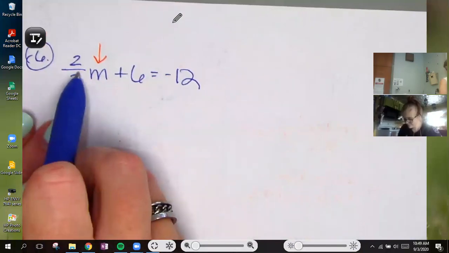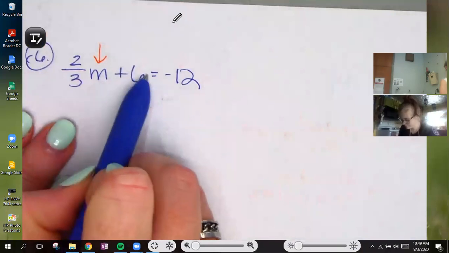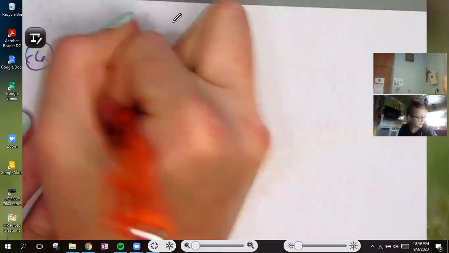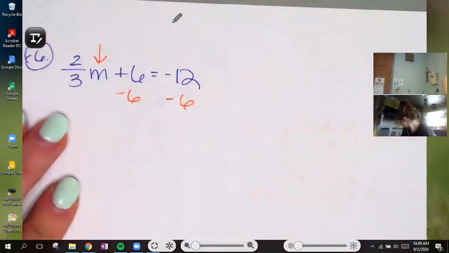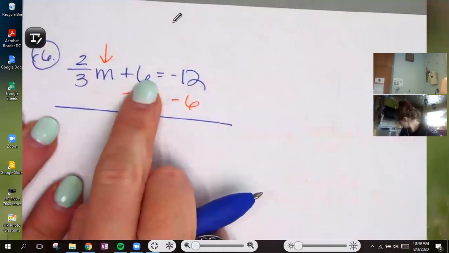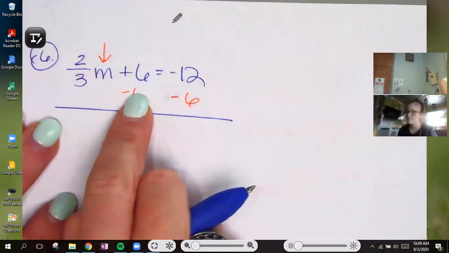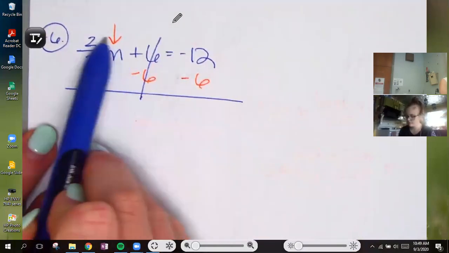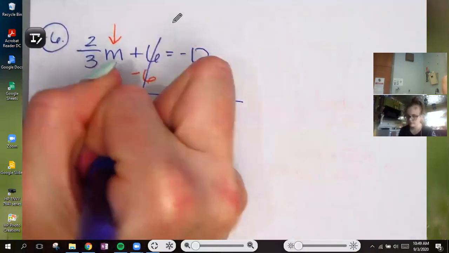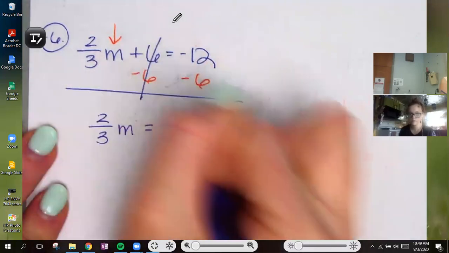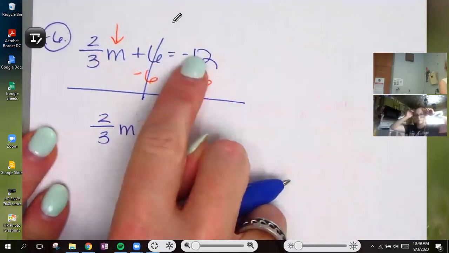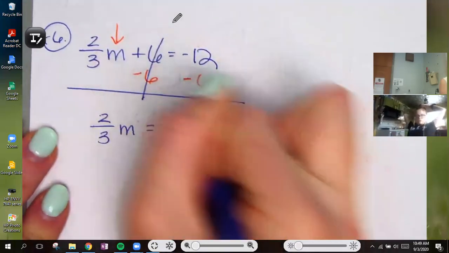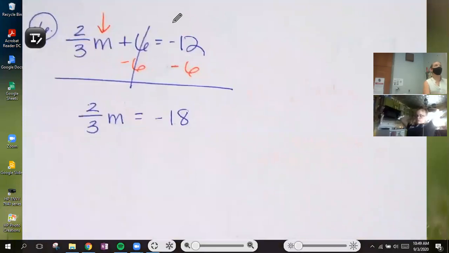Okay, so we start with the term that's farthest away. So I'm going to deal with this plus 6. So how am I going to get rid of plus 6? Minus 6. Subtract 6. All right, positive 6 minus 6, what happens? They cancel. All right, I'm left with 2/3 times m. Okay, and then over here I have negative 12 minus 6. Negative 18.